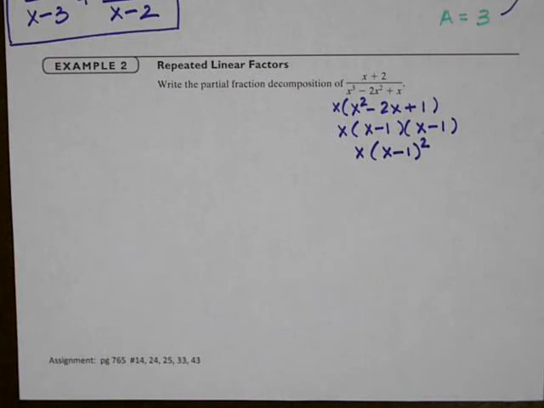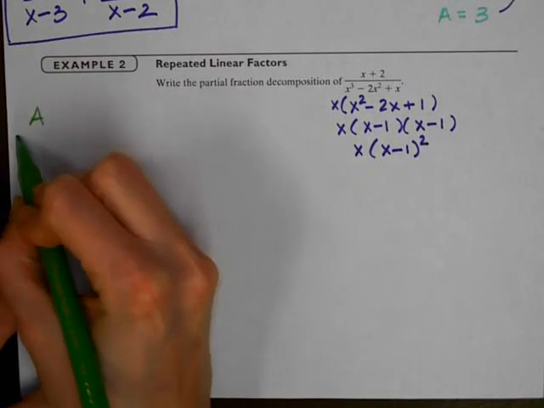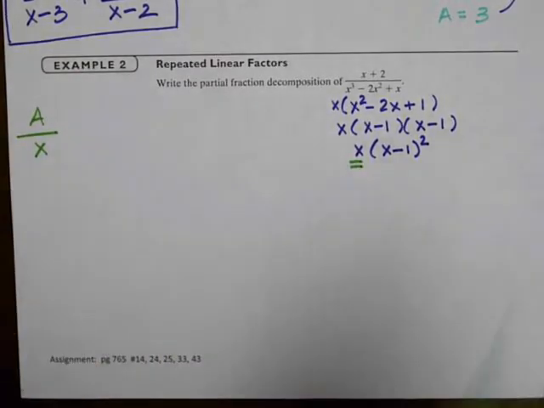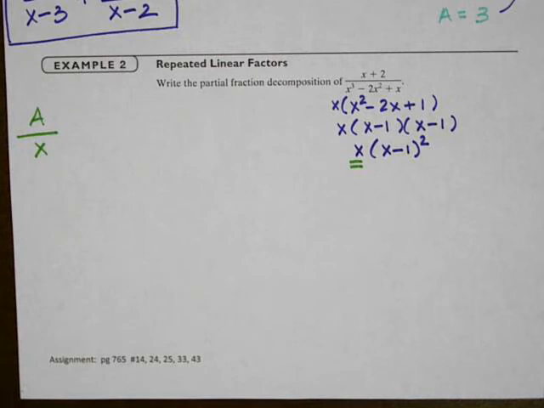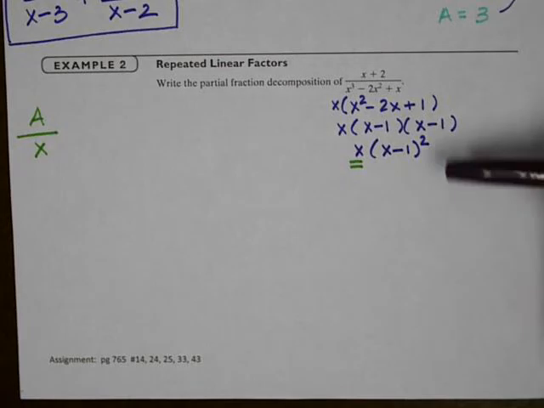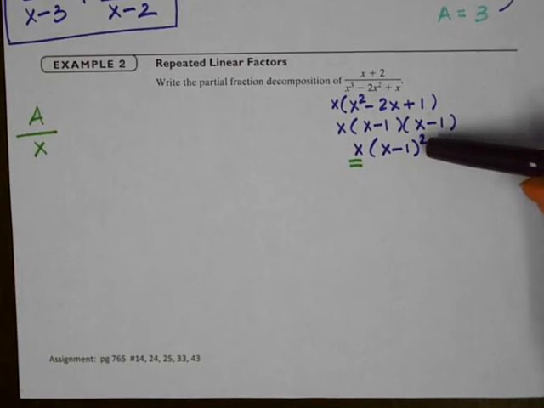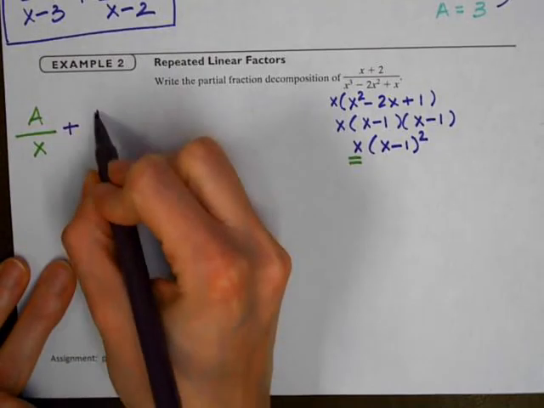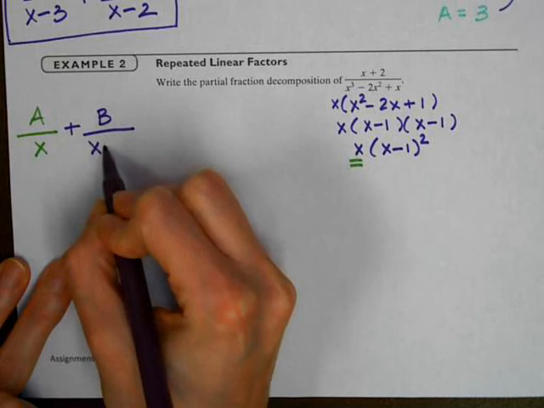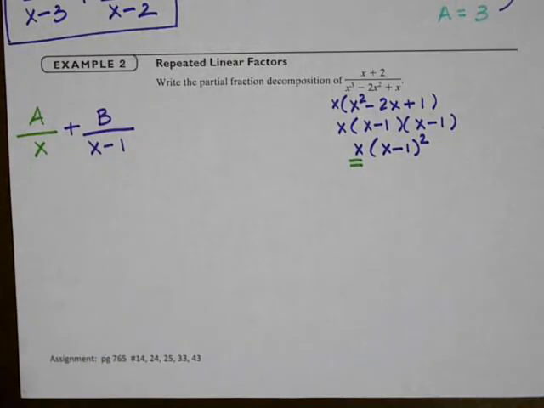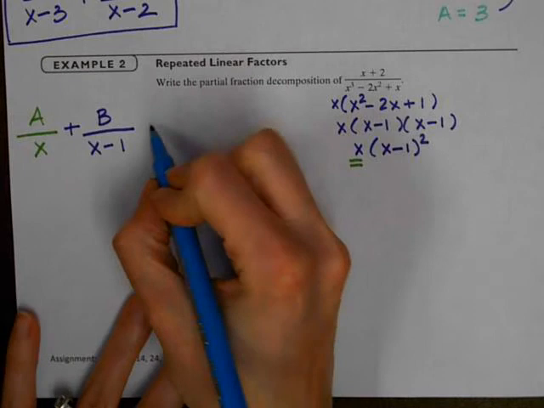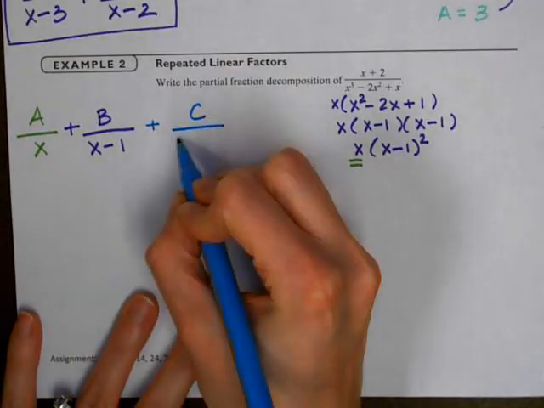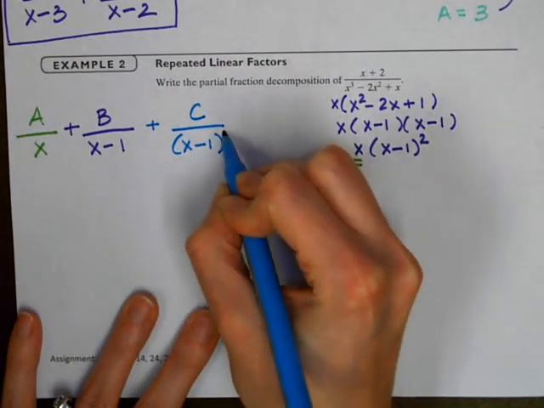Okay, let's set up our A's and B's and stuff. So we have A over x. That's the first term. Now here's the new part. When you have a repeated factor, like squared or cubed, you have to write it that many times. Okay, so our B is actually going to be the x - 1 single. Then we have to add a C, which has the (x - 1)².